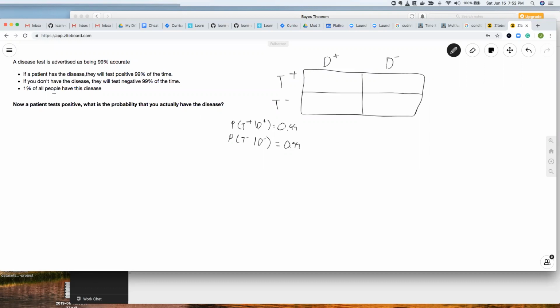And then 1% of all people have the disease. So if you have the disease, this would be 0.01. And these have to add up to 1. So 1 minus 0.01 equals 0.99. Given that 1% of all people have the disease, 99% of people do not have the disease. Cool.